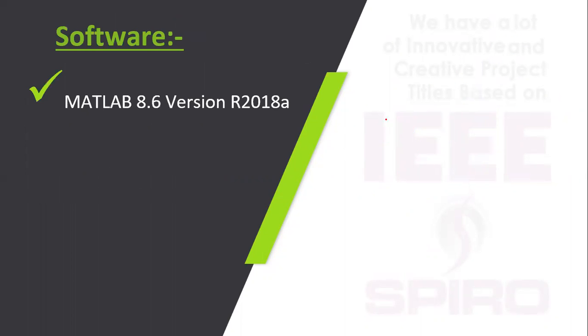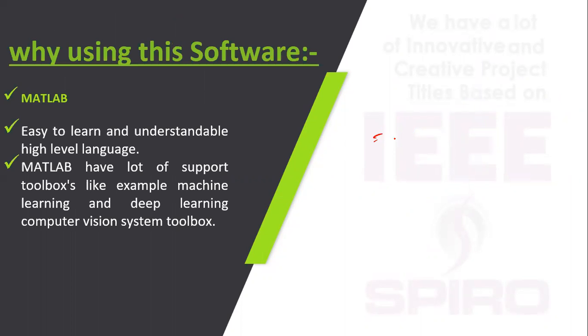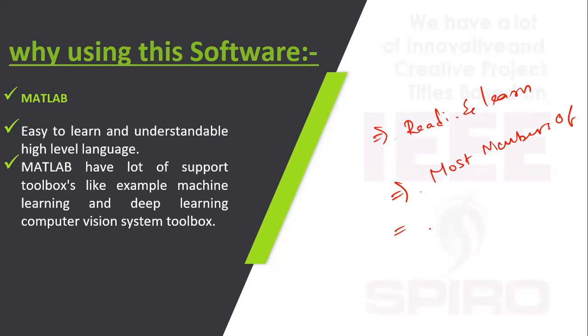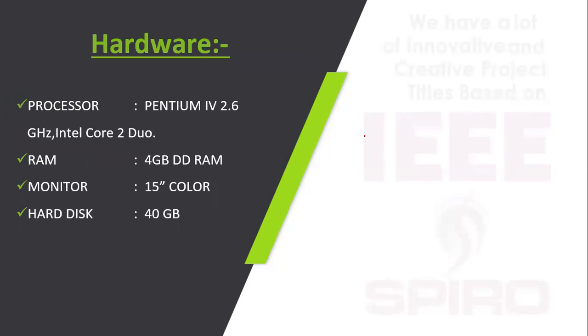Software: MATLAB 2018a is enough. So why use MATLAB? It is highly easy to read and learn, and it has a large number of toolboxes like machine learning and deep learning. Hardware: a 64-bit OS is a must to install the software.